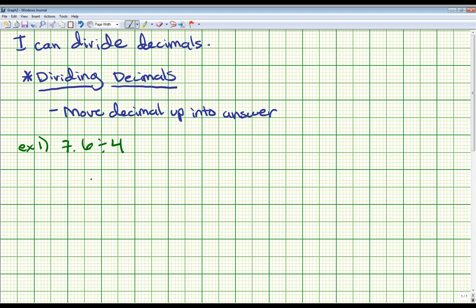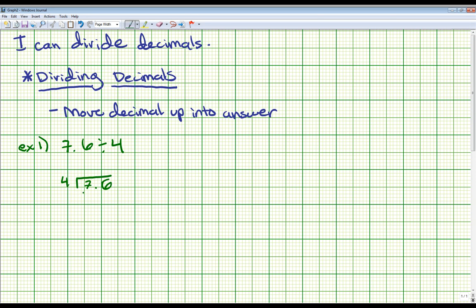Now, one thing that I see a lot of times in my classes is that students see a number sentence like this, and they're not sure which number is the divisor and which number is the dividend. So when we're looking at this, the number that comes first is going to go underneath the division bar, and the number that comes second goes on the outside of the division bar. So we have 4 on the outside, and we have 7.6 underneath. So that's just a reminder. The one that comes first goes underneath the bar. It kind of is flipped backwards if you look at it.